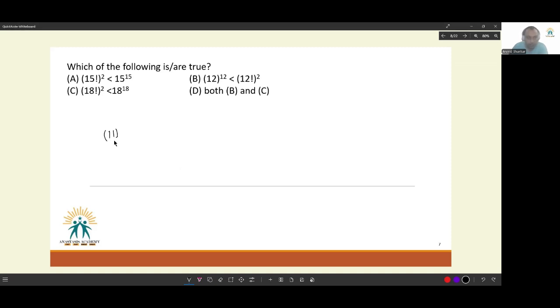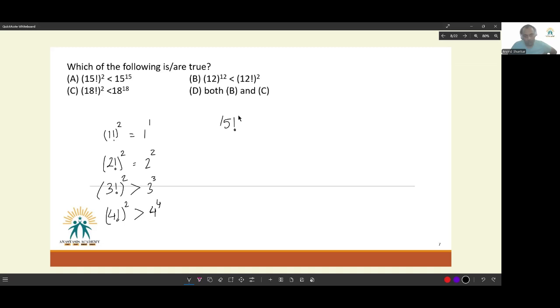Let's look at this. 1 factorial square and 1 raised to the power 1. Can you see they are equal? Similarly, 2 factorial square and 2 raised to the power 2 are also equal. 3 factorial square is 6 square, which is 36, and 3 raised to the power 3 is 27. So this is larger. Now, how about 4 factorial, 24 square is 576, and 4 raised to the power 4 is 256. This is larger.